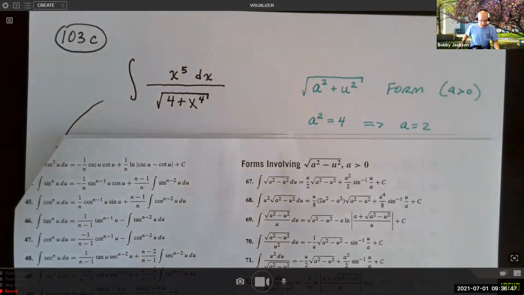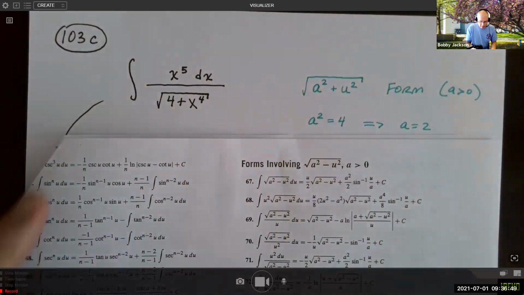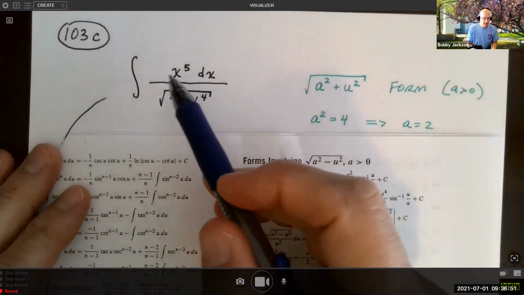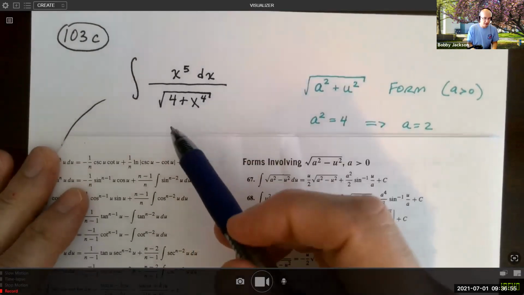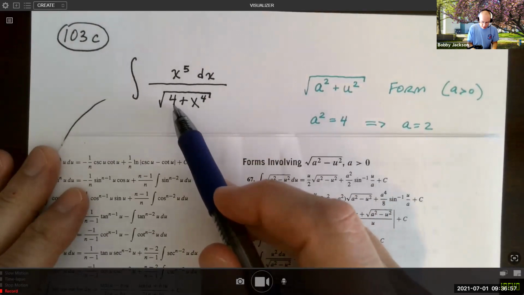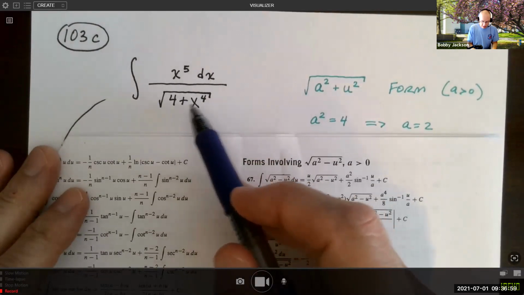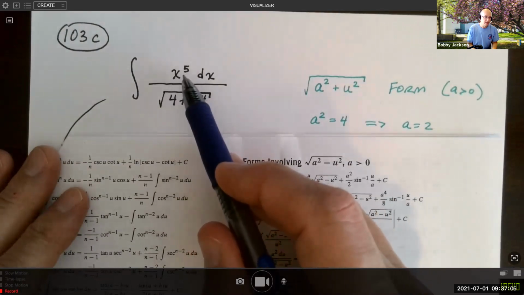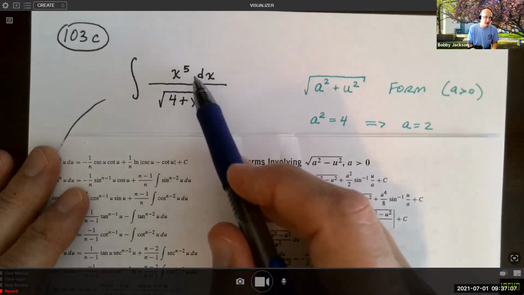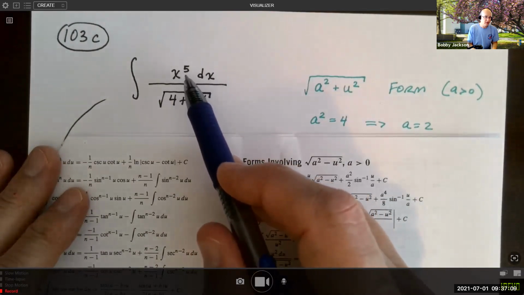Okay, so first of all, I look at this and notice it's not something that we can do just by a simple substitution. If I let u be 4 plus x to the 4th, maybe, this whole expression, the derivative is 4x cubed, and I've got an x to the 5th up here, which leaves an extra x squared, right? X squared times x cubed is x to the 5th.